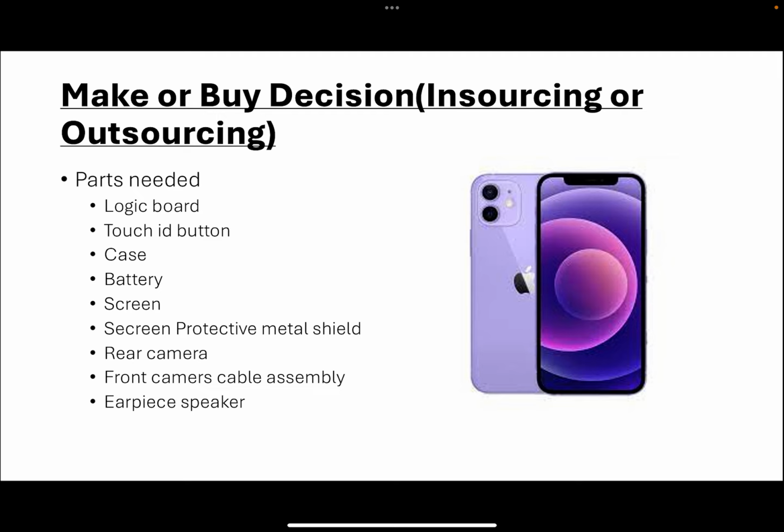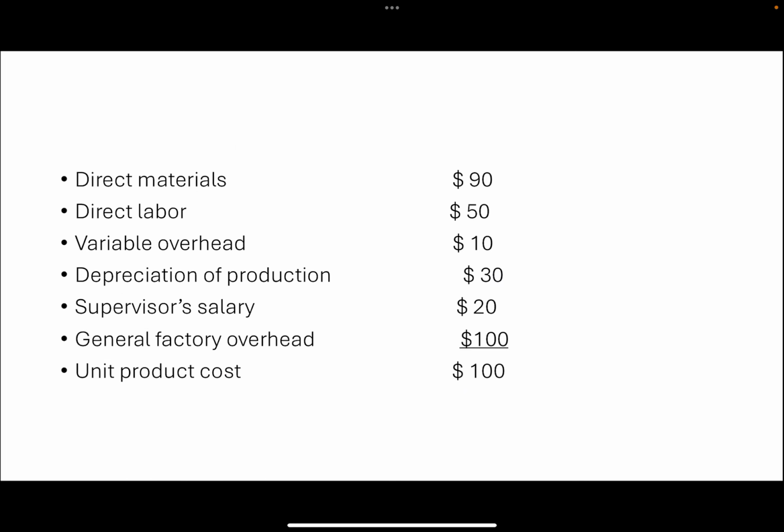Okay, suppose Apple is manufacturing the iPhone. The iPhone has various parts like logic board, touch ID button, case, battery, screen protective metal shield, rear camera, front camera, cable assembly, earpiece, speaker, etc. Some of the parts are manufactured by Apple directly and some are sourced from outside. So, how will you make a decision about insourcing or outsourcing? That is, should we make it ourselves or should we procure it from outside?